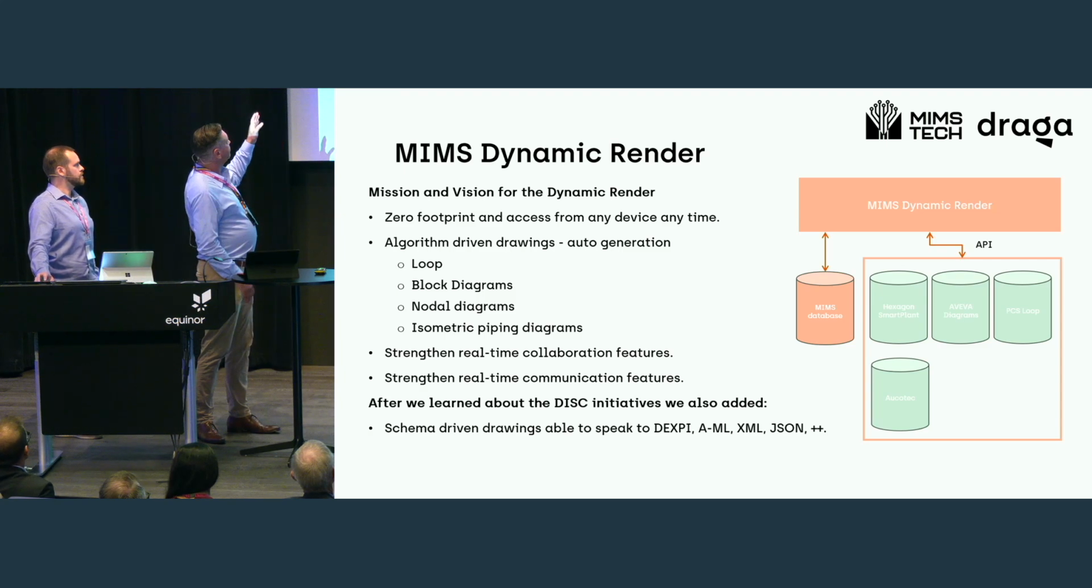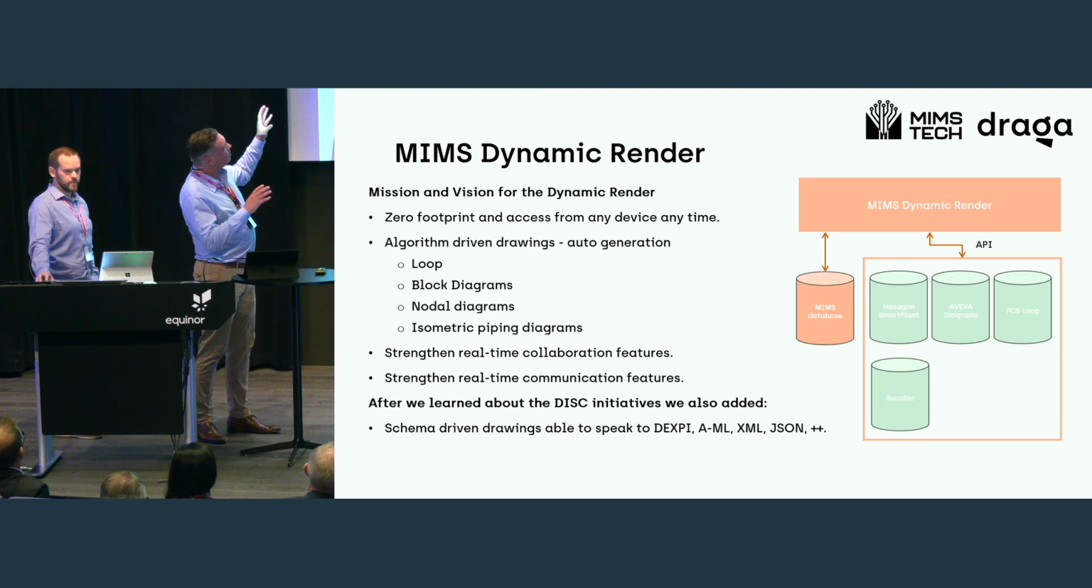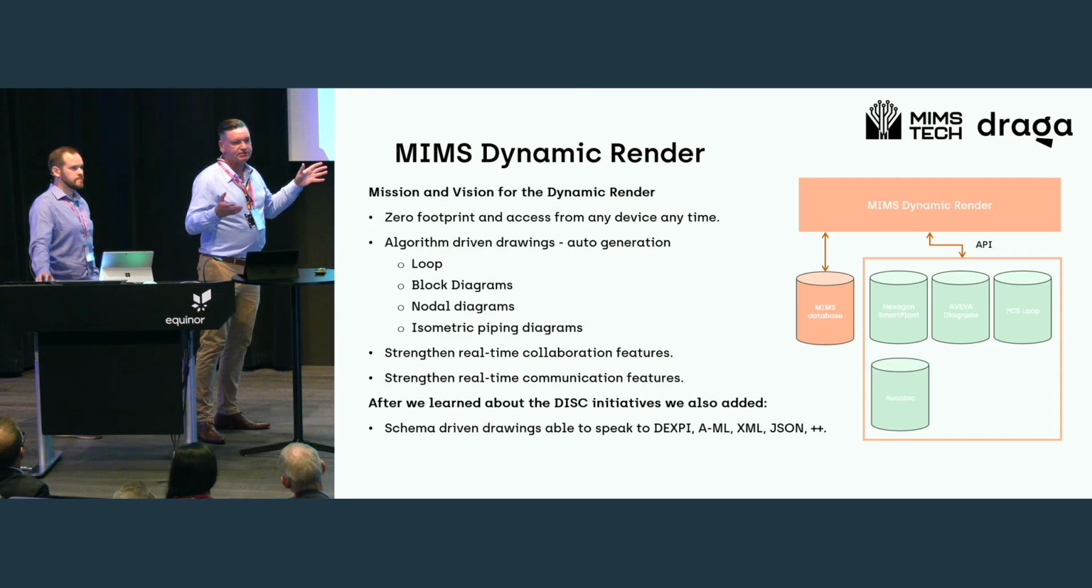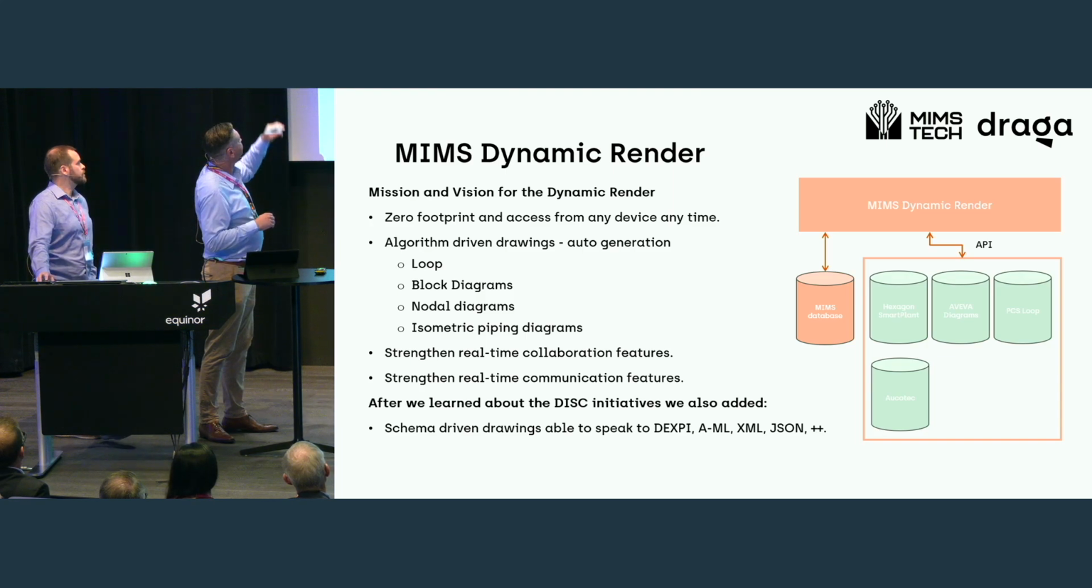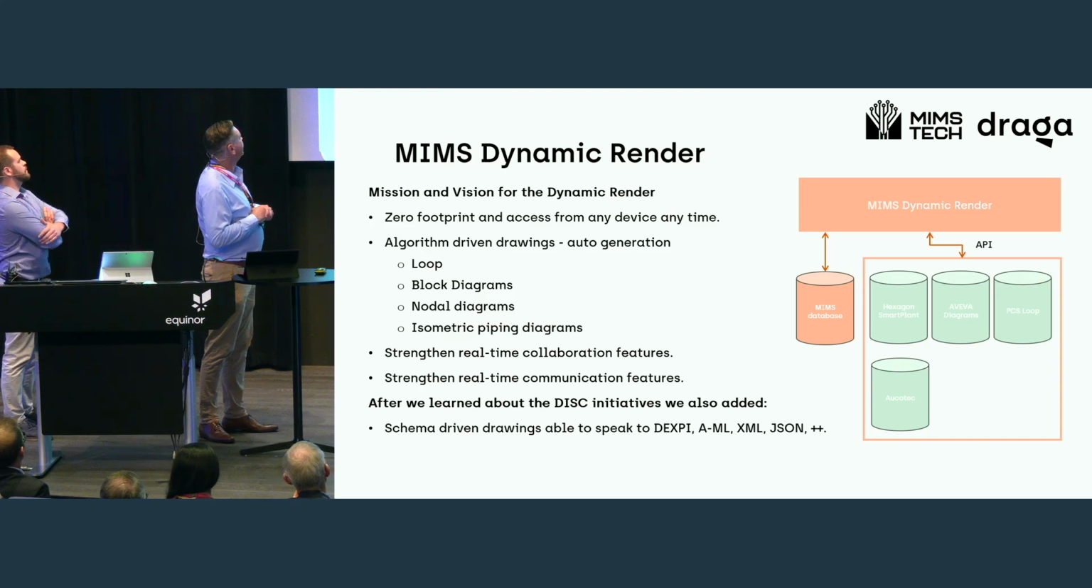Initially, when we started out of the box, our tool could create loops and block diagrams, nodal diagrams, and typical isometric diagrams. So we have our own database, and we wanted this dynamic renderer to sit on top and auto-generate these drawings, because these drawings have a start and a beginning, and you can use an algorithm to place the various objects in the drawing and make connections between them. So that's what we call algorithm-driven drawings.